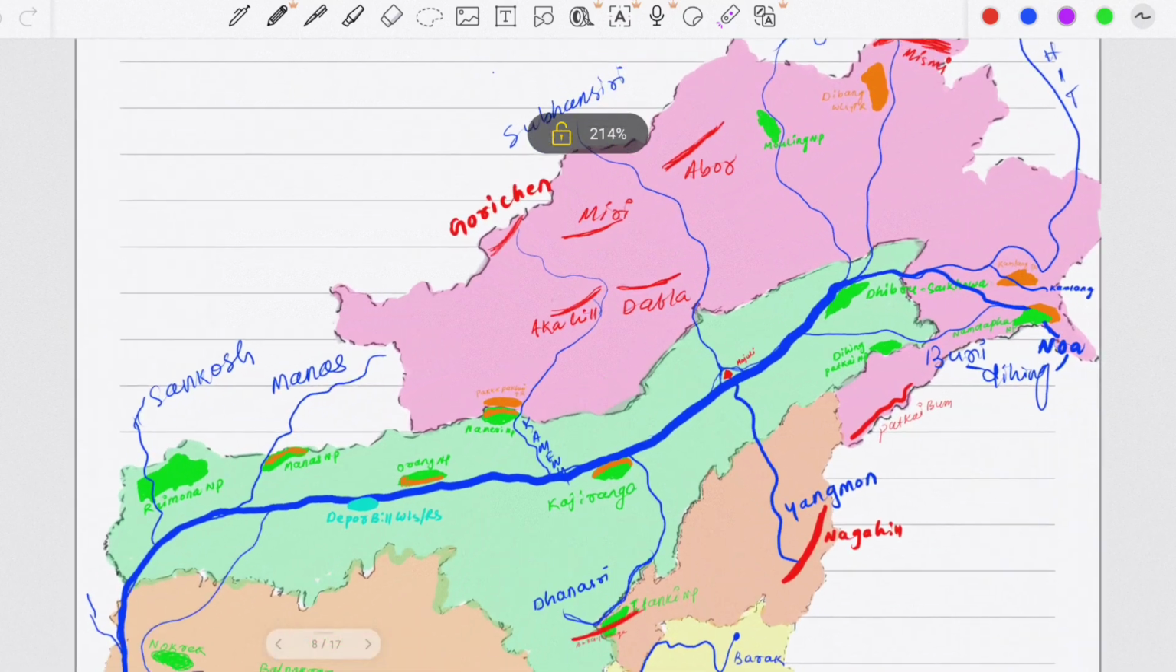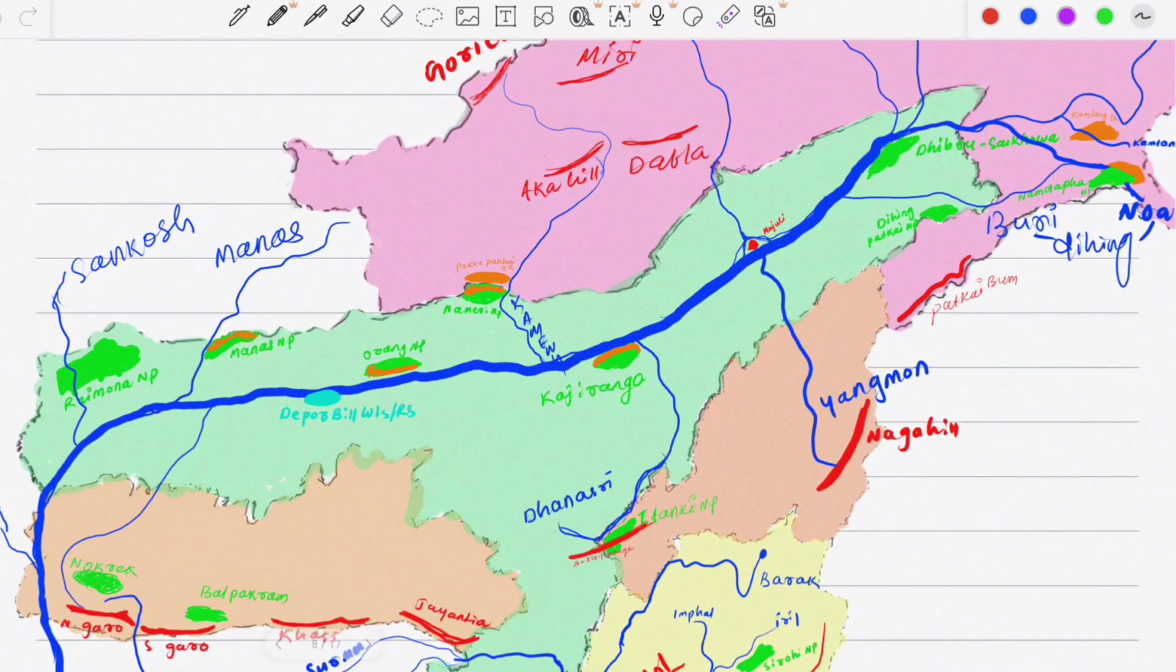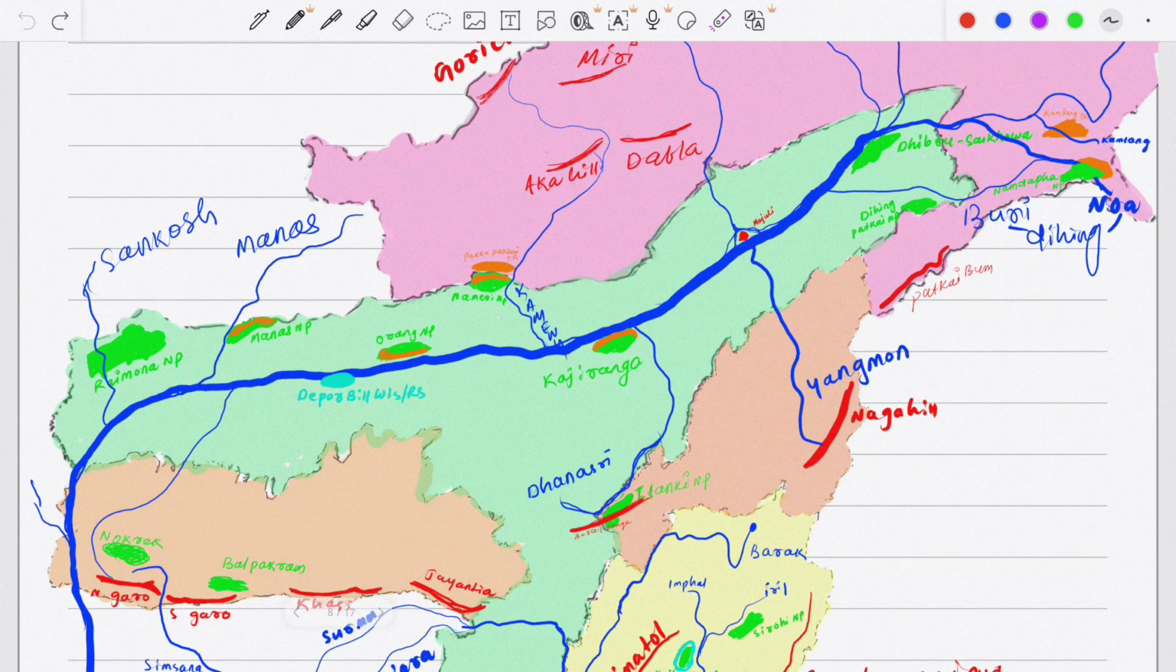All the seven national parks of Assam are located along the river Brahmaputra. First of all, I recommend you remember the names of those seven national parks with me with a short trick called RMONK D1 D2, that is R Monk D1 D2.